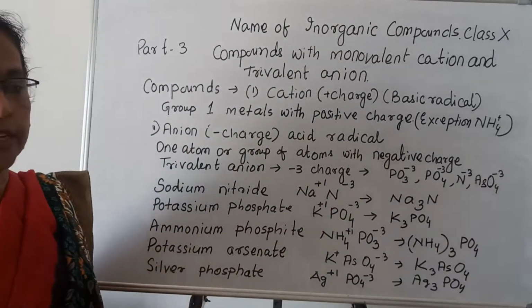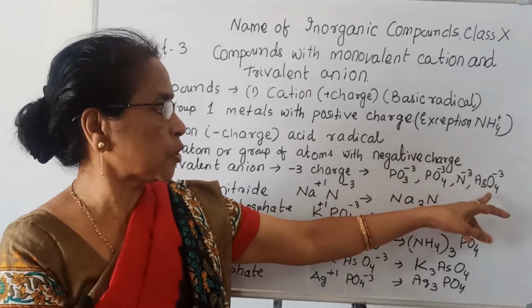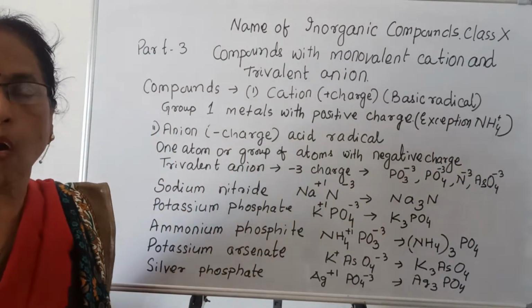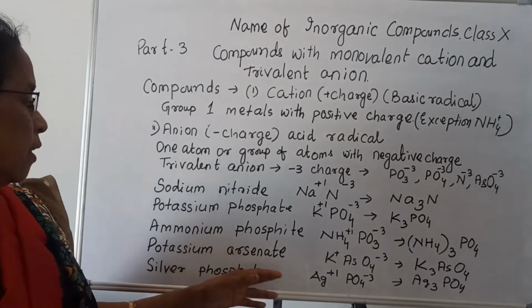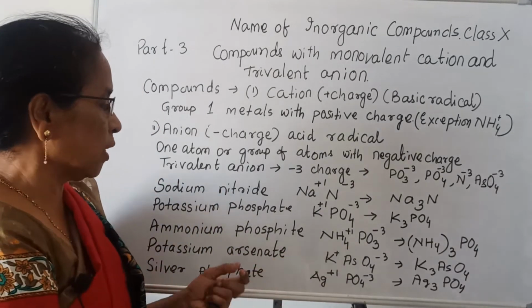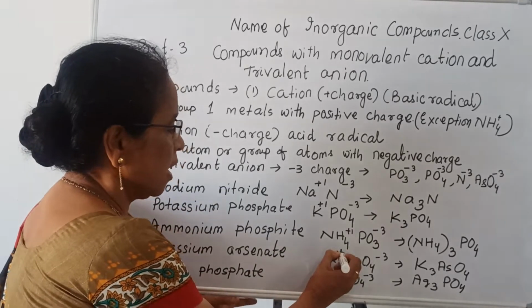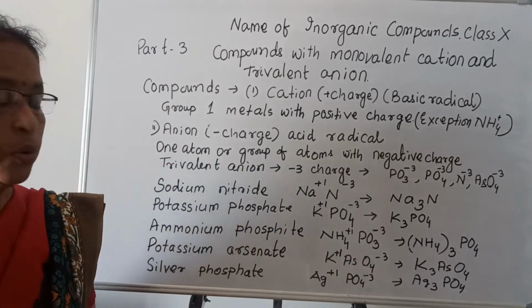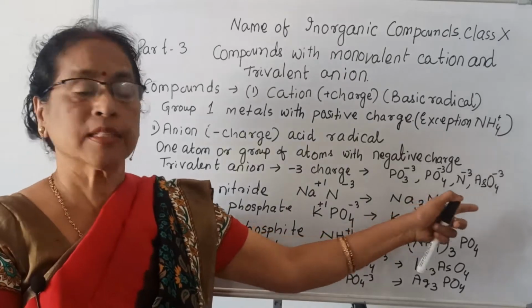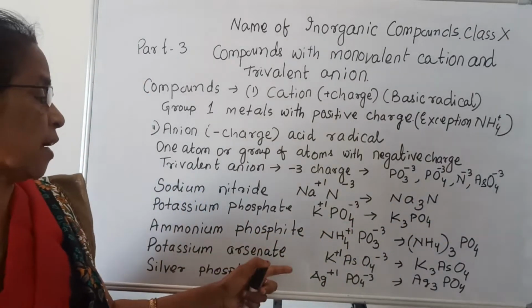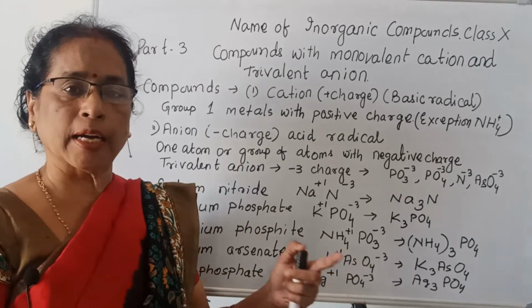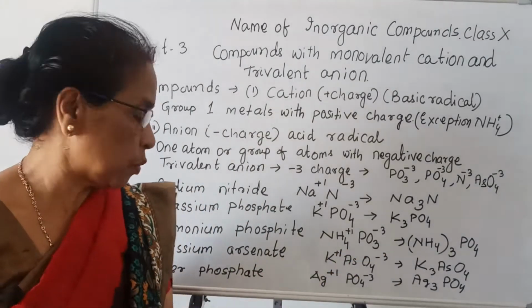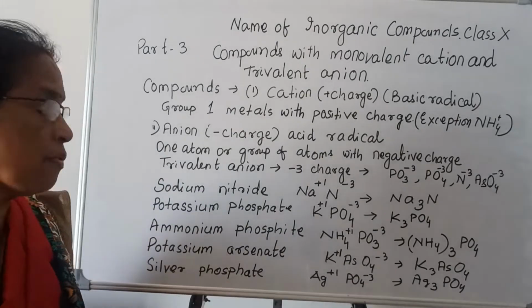Potassium arsenate. I told you arsenate is AsO4 minus 3. They are all trivalent anions. So here K plus 1, you should write plus 1, and AsO4. What is AsO4? Arsenate. Here I have written arsenate whose charge is minus 3. So what is the formula? K3AsO4.